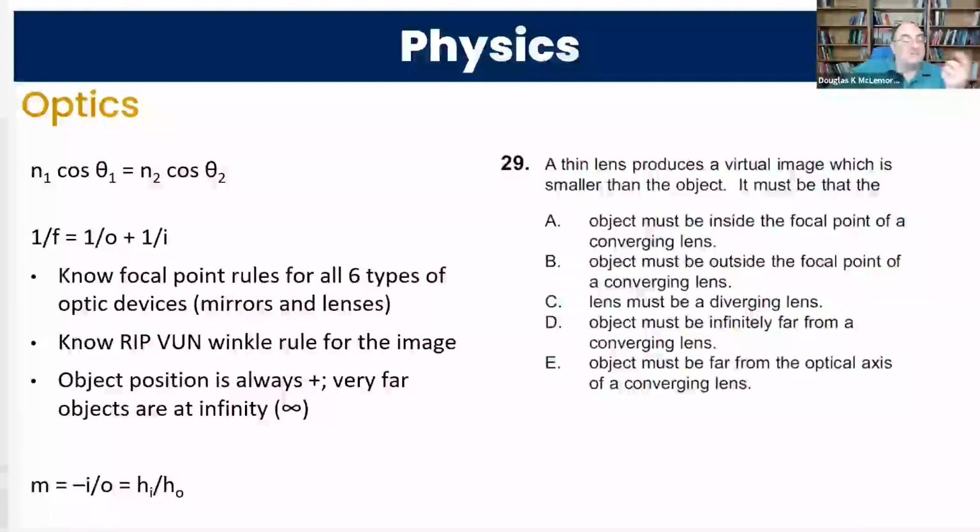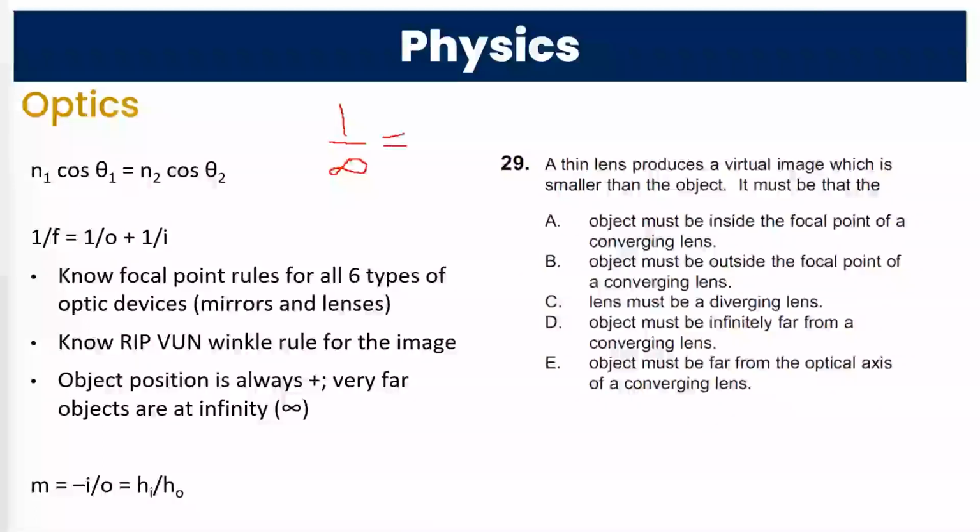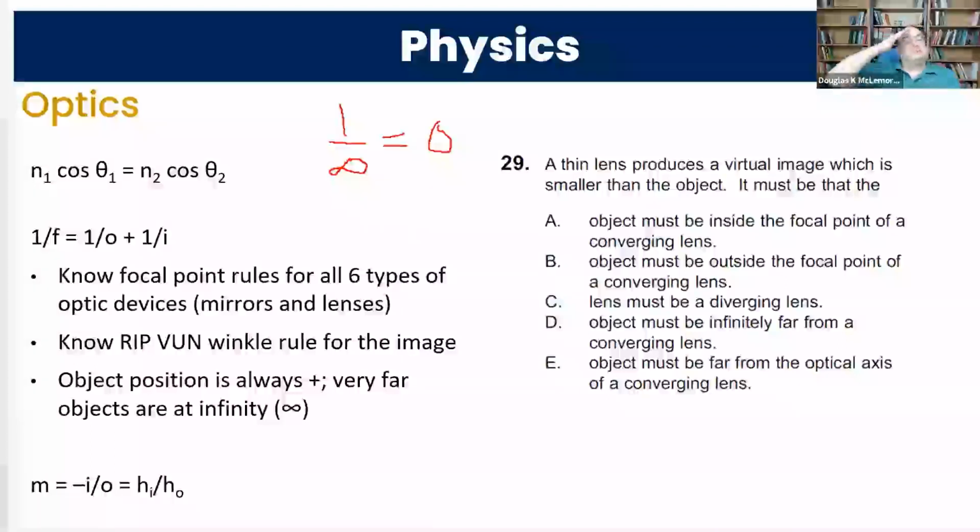And then for the object, it's easy. It's always going to be positive, and if it's at the horizon, very far away, it's just going to be infinity. How do I deal with that? What if it were at infinity? What is 1 over infinity equal to? 0. So it just cancels out of the equation. Then, of course, know your magnification equation, which is negative I over O, or HI over HO, being the heights of the image and object.